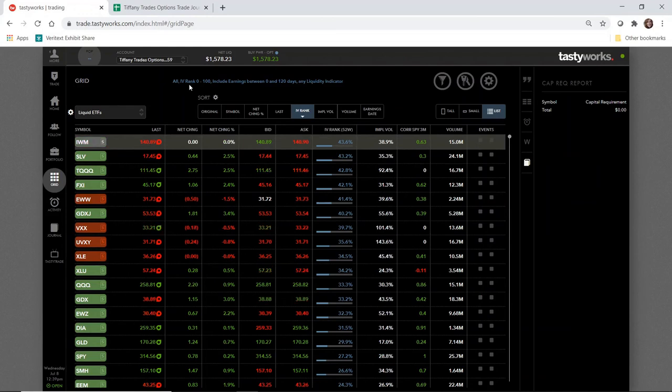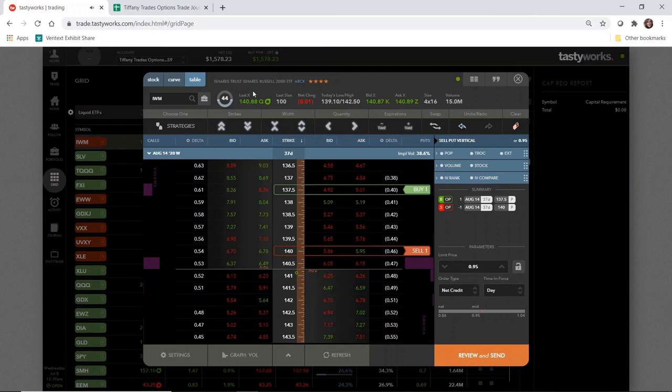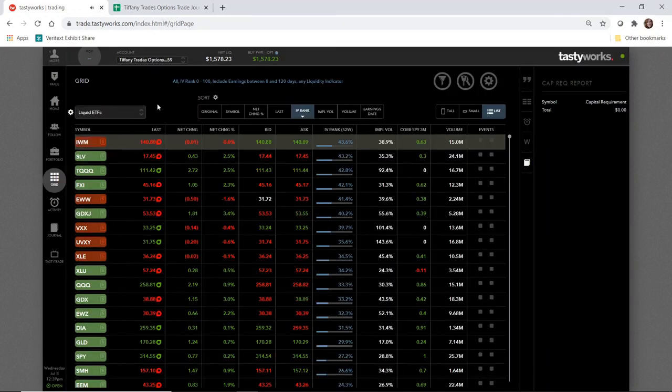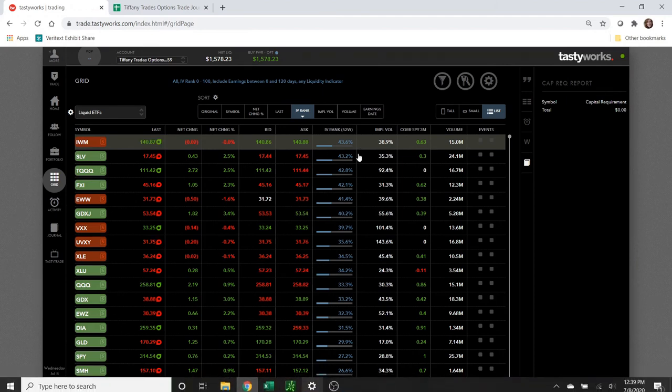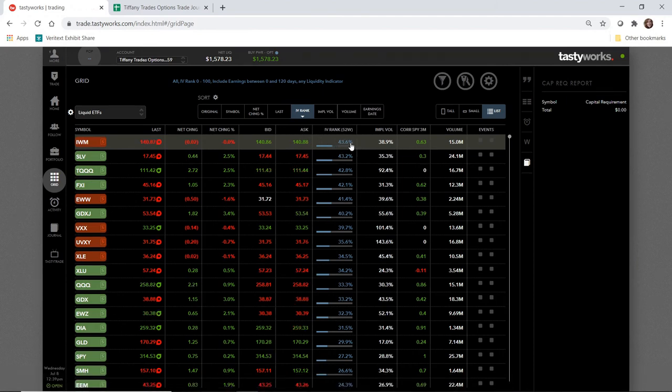Okay, so very quickly, IWM is the Russell 2000 ETF. It trades like a stock. I looked at the chart, and it also has the highest IV rank right now among all the ETFs. So it's somewhat close to 50%, but because it is the highest IV rank, it will generally tend to give you a little bit more premium when you're selling options.